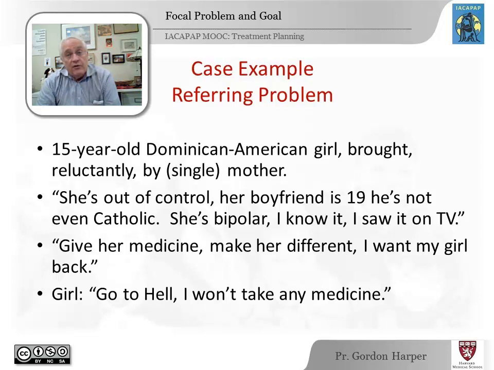Alicia, a 15-year-old Dominican-American girl, is brought reluctantly by her single mother, saying, "She's out of control. Her boyfriend is 19. He's not even Catholic. She's bipolar. I know it. I saw it on TV. Give her some medicine. Make her different. I want my girl back." The girl says, "Go to hell. I won't take any medicine."